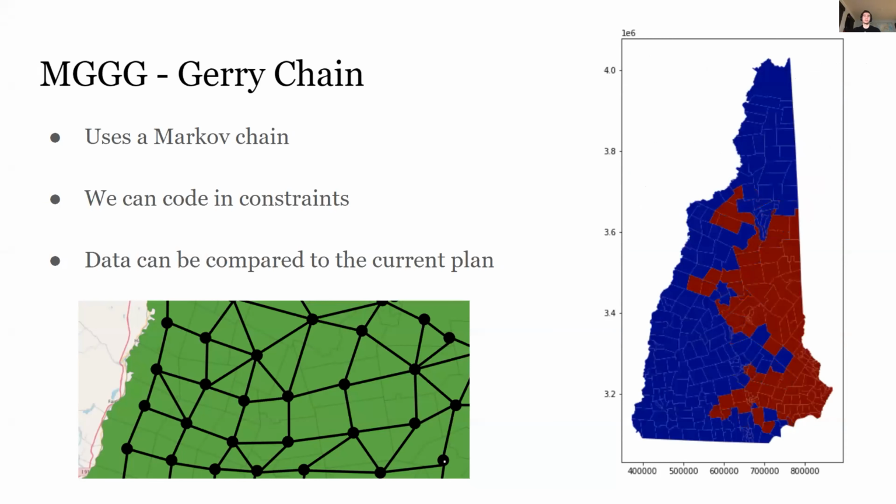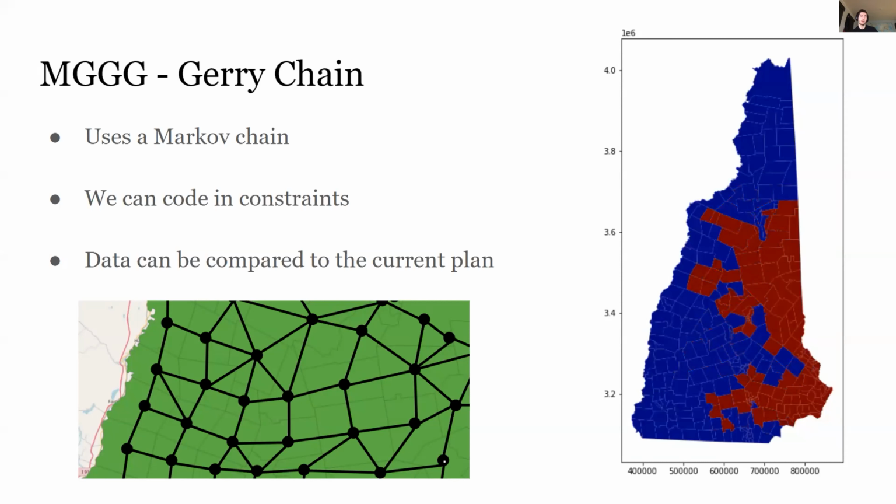In order to create districts, we use GerryChain, which is a Python library created by MGGG. GerryChain uses a graph of the state in which each precinct is a node in the graph. You can think of it as a web where the intersections are a precinct and lines between those represent that the precincts share a border.